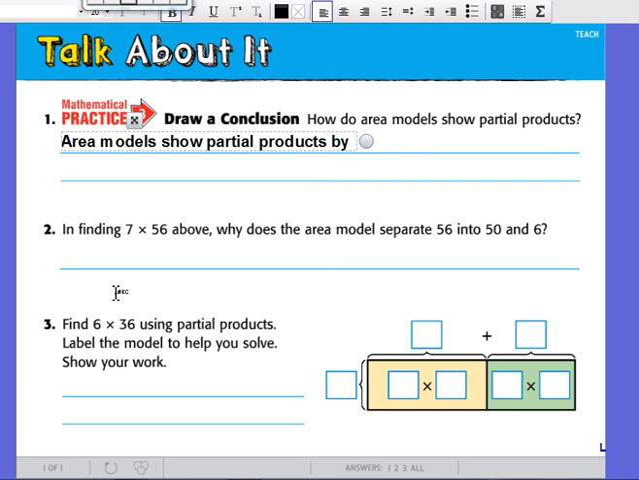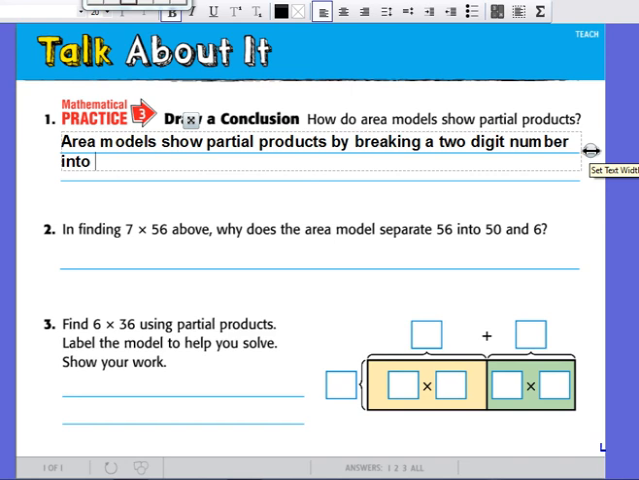Okay. Tens and ones. By breaking a 2-digit number into tens and ones, then multiplying them by the same number.